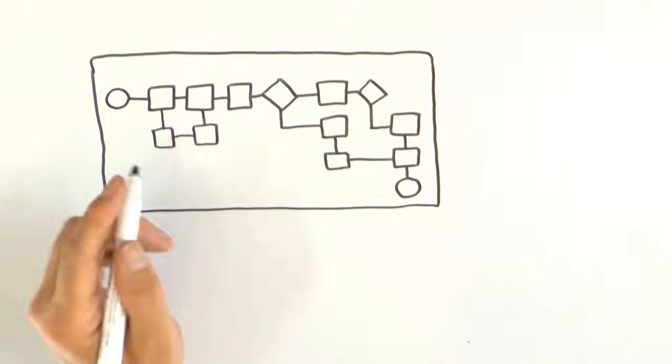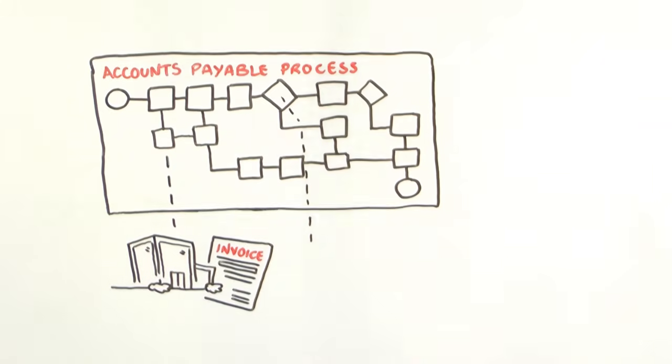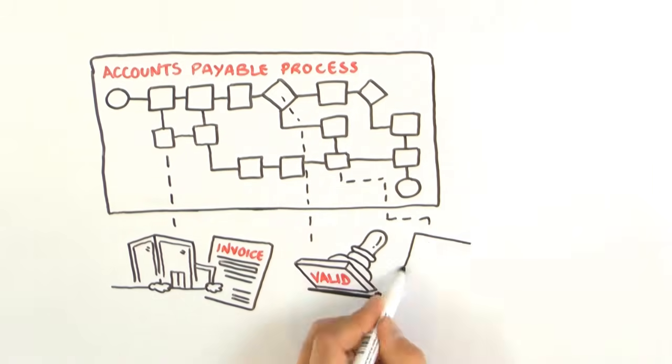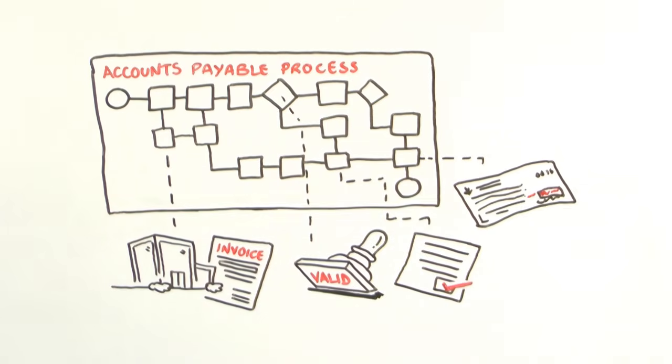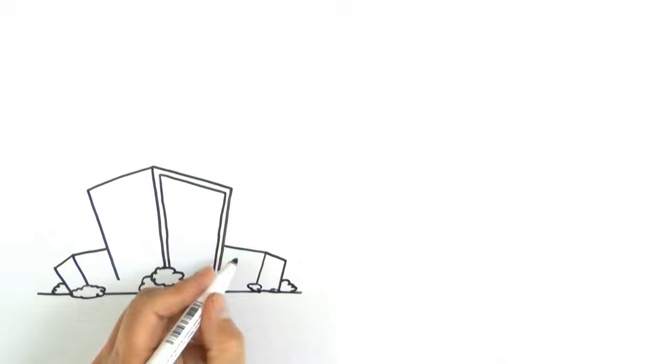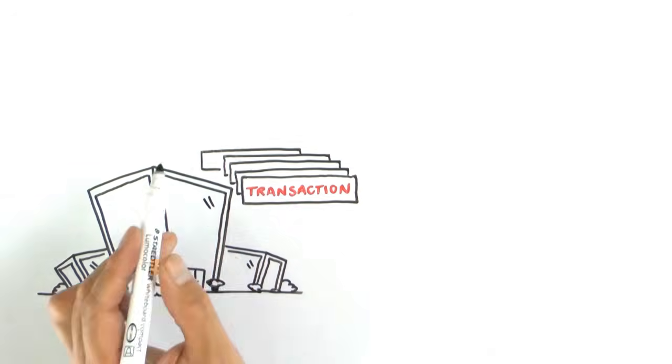Or let's say we have an accounts payable process. We get an invoice from a vendor. We make sure it's valid. Then somebody approves it, and then we cut a check and send it to the vendor. Every day in a typical business, there are thousands of transactions like these that follow some process or another.